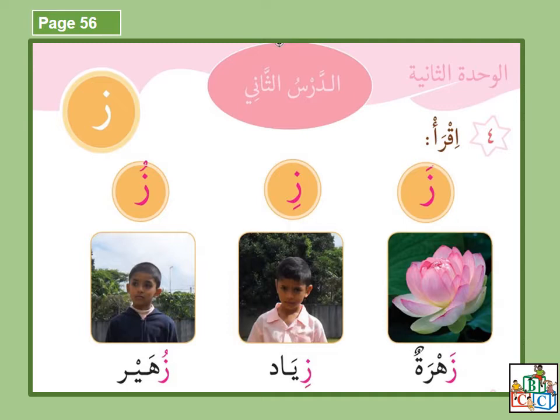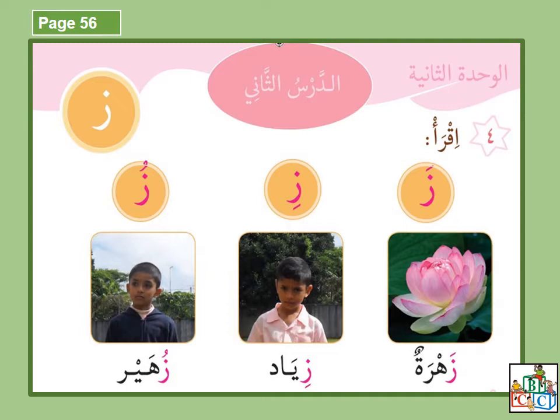Z has a Fatha on it. So Z Fatha, we say Z. Again, Z Fatha, Z. In the middle, you have Z with a Kasra. The sign is down. So Z Kasra, it's Z. Again, Z Kasra, Z. And the last one, Z has a Dhamma on it. So it's Z Dhamma Zu. Again, Z Dhamma Zu. Let's do the reading again. Z, Z, and Zu. Again, Z, Z, Zu.